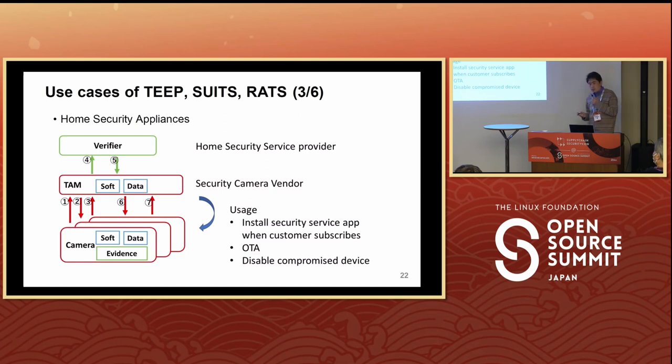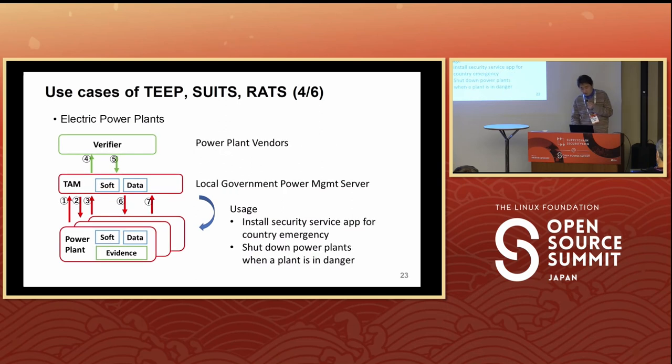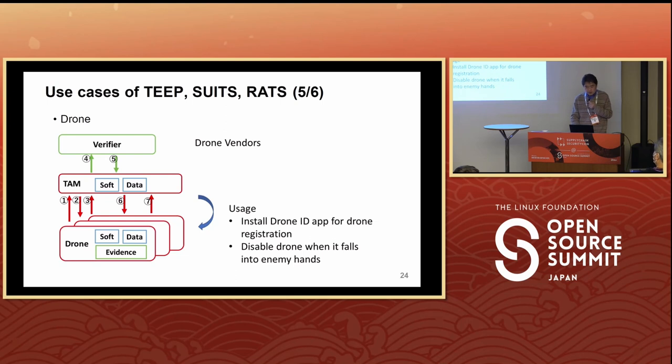And this is home security. An easy example is a home surveillance camera. Typically you contract a security company, and a service person comes to your home, sets up the camera and so on, then installs the software and activates the device. You could do that with TEEP. And also if somebody compromises the surveillance camera, it's good for it to stop functioning anymore. It's similar with a power plant, and similar with a drone.